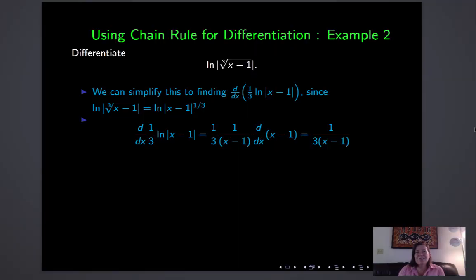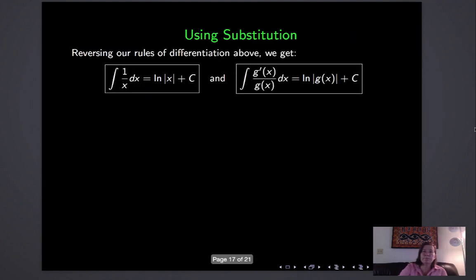And I get that that's equal to 1 over 3 times 1 over what's inside the absolute value signs times its derivative. So that's 1 over x minus 1 times 1. So finally, the derivative of that function is 1 over 3 times x minus 1.